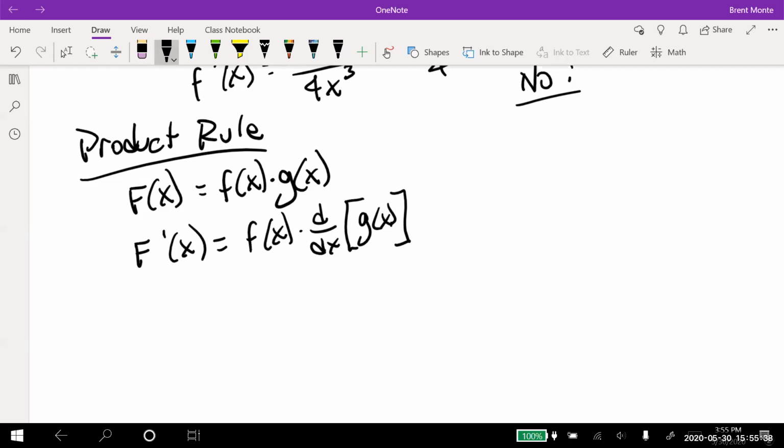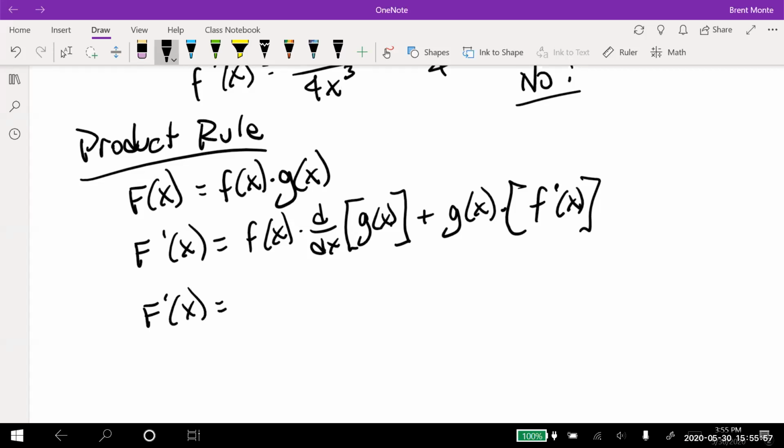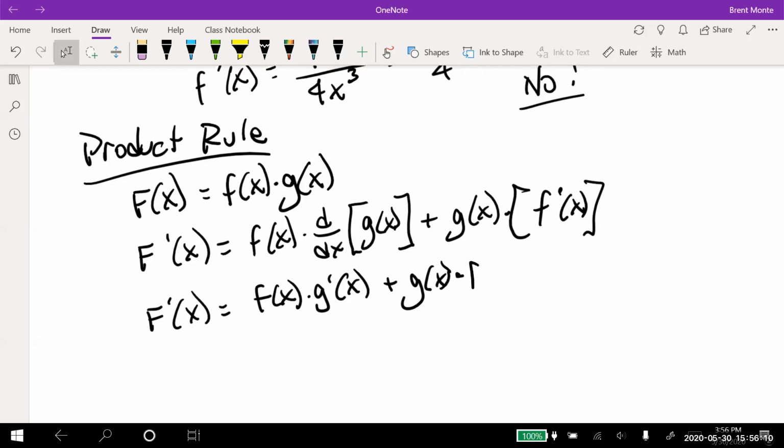So it's the first function times the derivative of the second plus the second function times the derivative of the first. Now that looks just ridiculous to me. So the way I like to write it, f prime of x is the first times the derivative of the second plus the second times the derivative of the first. So that to me is a lot simpler.